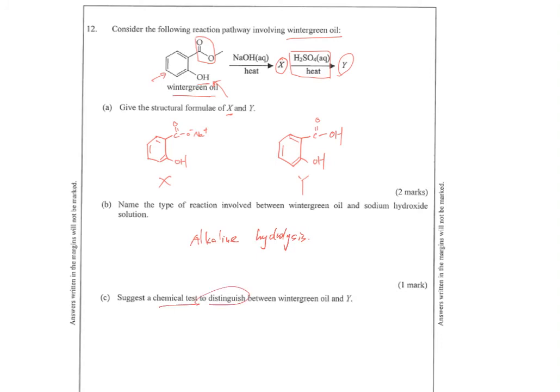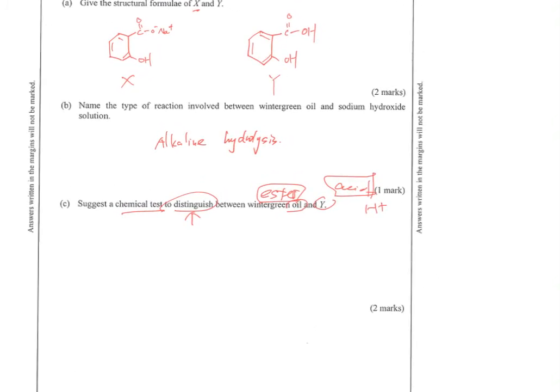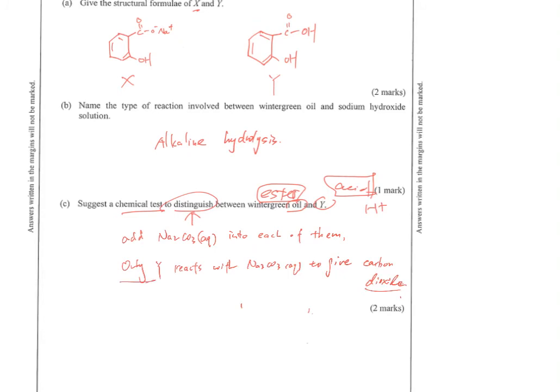Suggest a chemical test to distinguish, so we have a lot of this kind of question, right? Between the oil, this oil actually is the ester, and Y actually is the acid. Do you know how to distinguish the ester and acid? For acid it's very convenient, because you just add sodium carbonate solution into each of them, and then you know that only Y, the acid, can react with the sodium carbonate solution to give colorless gas bubbles, which is carbon dioxide, right? And this carbon dioxide can also turn lime water milky. You can also write that one more sentence. If you can write only that, I think it's okay. You don't need to check the ester.